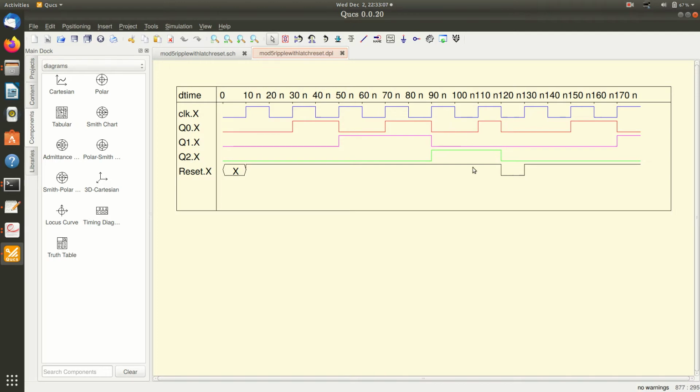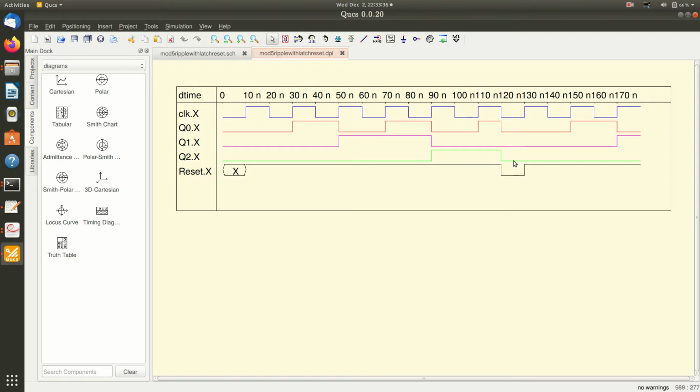Now you can see that this reset signal stays here. This is my reset signal. Earlier you couldn't see this reset signal going low, but here you can see that it goes low at 120 nanoseconds, and it stays there for around 10 nanoseconds. So during this time all flip-flops will be cleared, so you won't have any problem of wrong resetting of flip-flops.